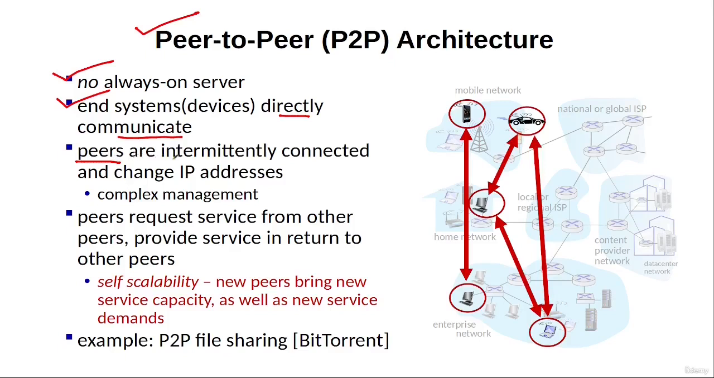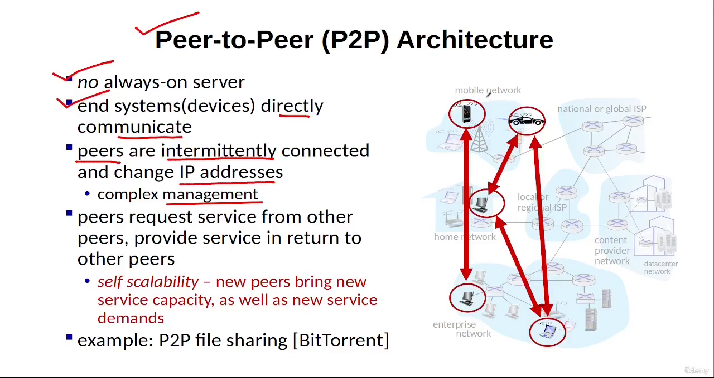And these peers are not always connected to the internet. Rather, they connect intermittently to the internet, and each time they connect, they are assigned a new IP address. So as a result, the IP addresses of these devices or peers keep on changing. And in order to communicate with one another directly, they need to keep track of the IP addresses of one another. So the management of IP addresses in such peer-to-peer applications is complex.